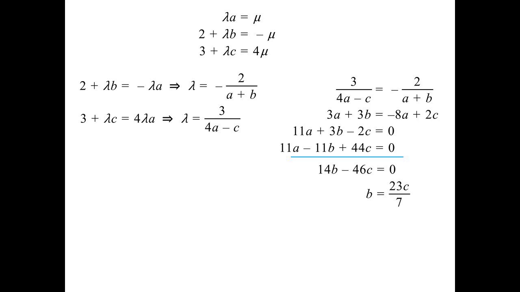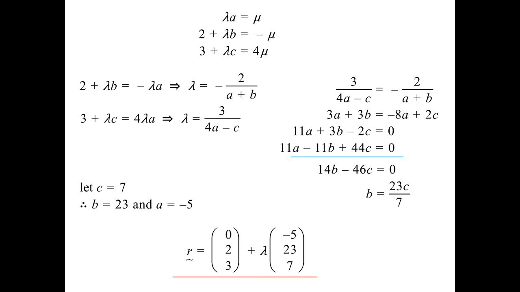But here's the thing. Remember, it's a scalar multiple. So I can pick any number I like to be c, or b for that matter, and then work it out from there. I'm going to pick something that makes the maths nice. So I'm going to let c equal 7, and then that will cancel the fraction. I don't have a denominator. So if I let c equal 7, b is going to be 23. A will then work out to be negative 5. I have my direction vector. So 0, 2, 3 plus lambda minus 5, 23, and 7.